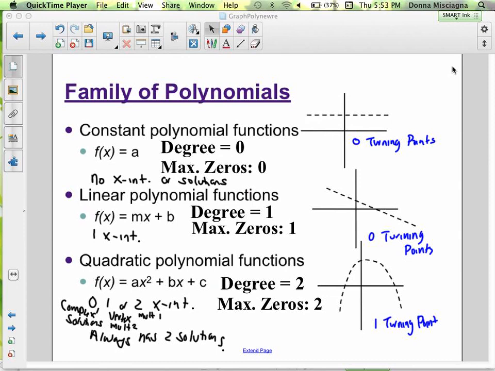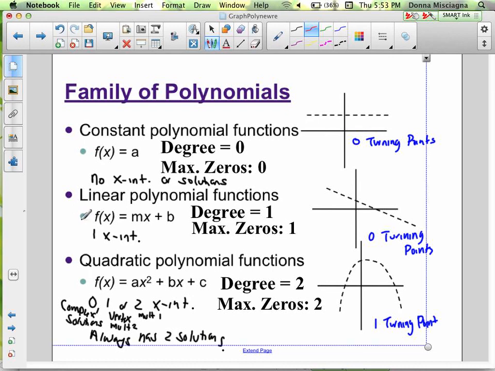We move up one to a linear polynomial function. So an example equation, of course, is in slope-intercept form: f of x equals mx plus b. I'm going to create a little arrow here. Hopefully it'll all stay together. As it does. Okay, then you know where I'm talking about because I'm going to point to it.